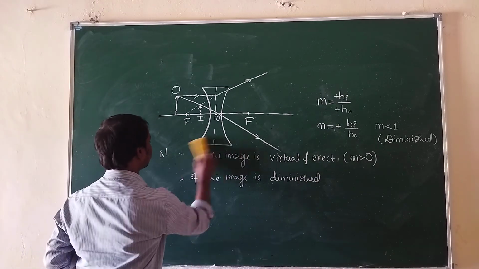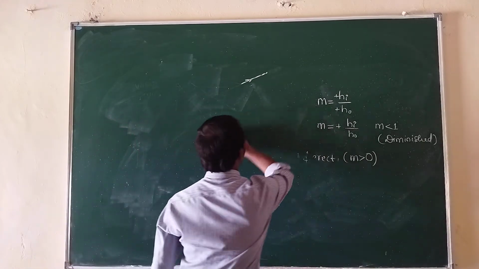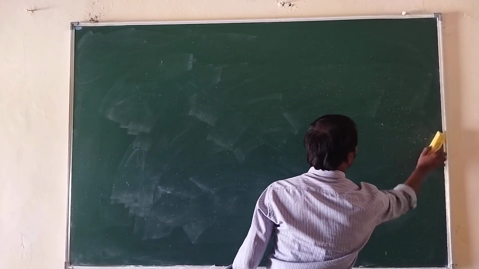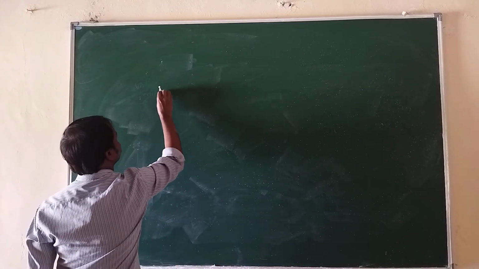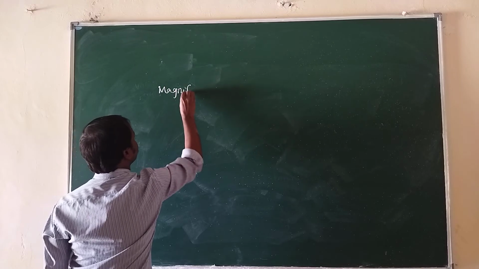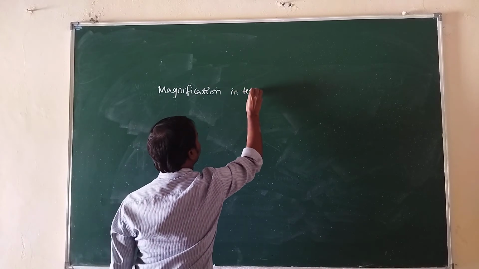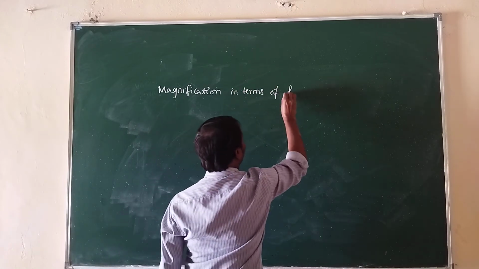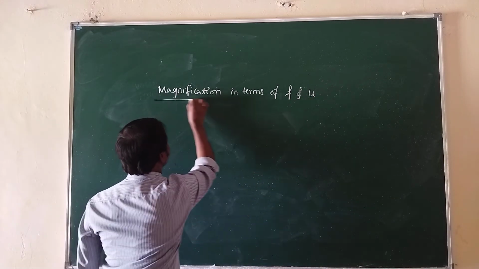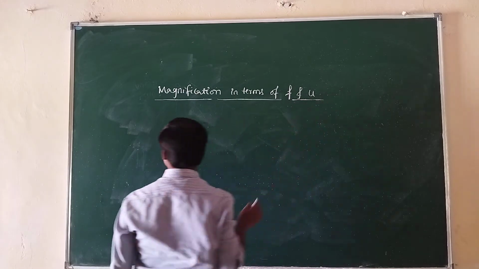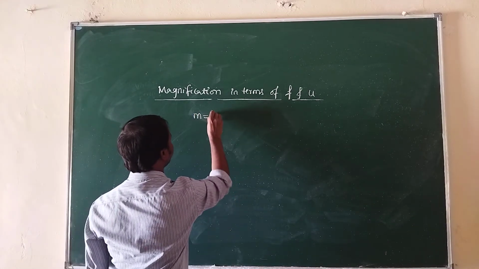Okay, now next one, magnification in terms of object distance and focal length. Magnification in terms of focal length and object distance. F means here focal length, u means here object distance. So already we know the expression for magnification, that is m is equal to v by u.